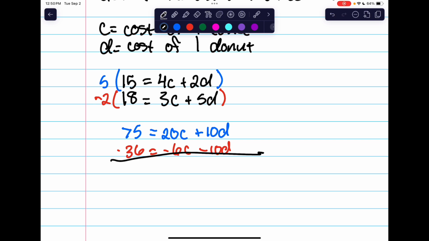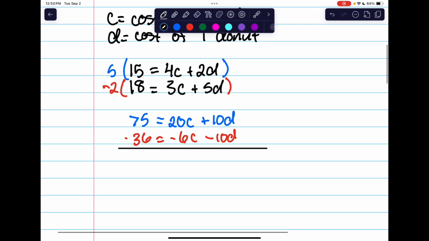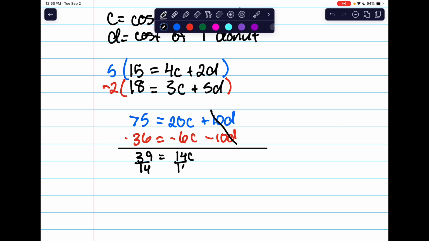So we treat these 2 systems of equations like 1 unit, and we just add and subtract up and down like so. This cancels out. We get 14C, and then this is 39. And then we eliminate 14C. We eliminate 14 by dividing by 14. So 39 divided by 14. Get C by itself. C equals about $2.79.